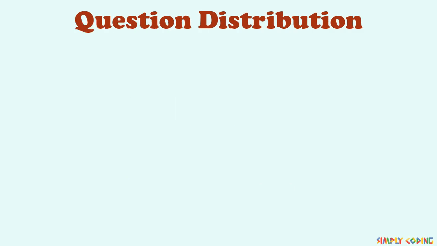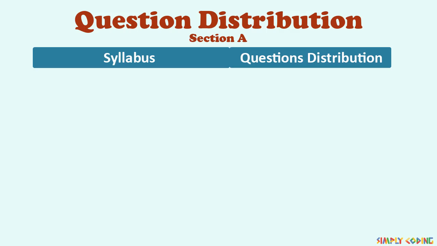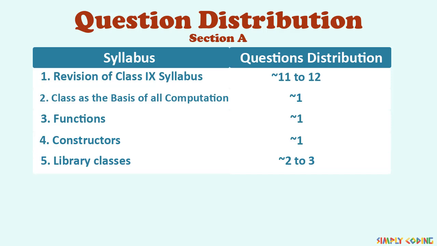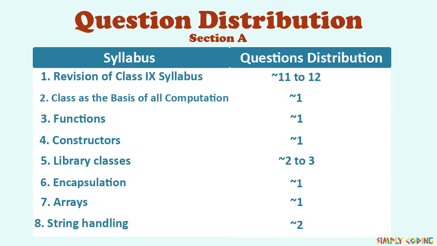Let's take a look at the approximate distribution of questions for Section A first. Roughly around 11 to 12 questions are on revision of the Class 9 syllabus itself. 1 question on class as the basis of all computation. Functions and constructors have 1 question each. 2 to 3 questions on library classes. Encapsulation and arrays again 1 question each, and 2 questions on strings.